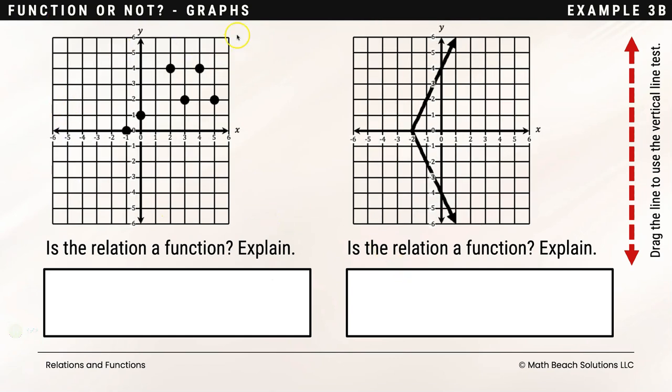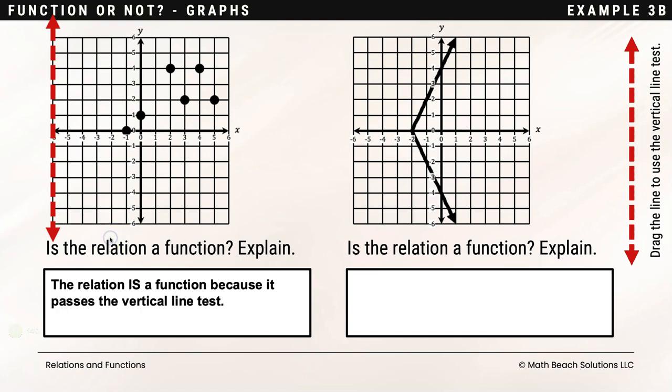Here we have another relation represented on a graph. We'll use the vertical line test. And we see that at any given point that it passes over this relation, it only intersects one point at a time, meaning this relation is a function. It passes the vertical line test.